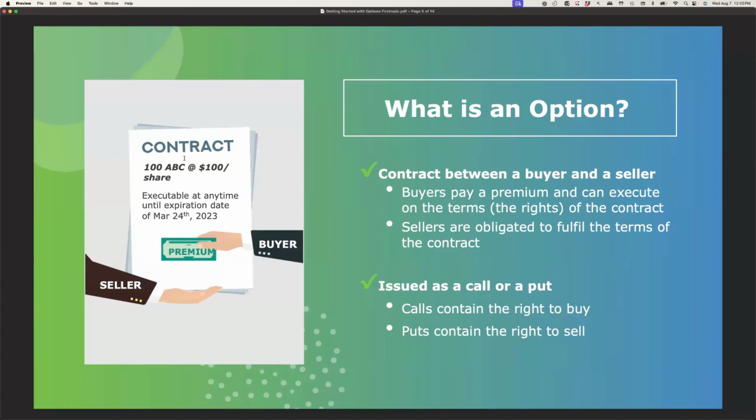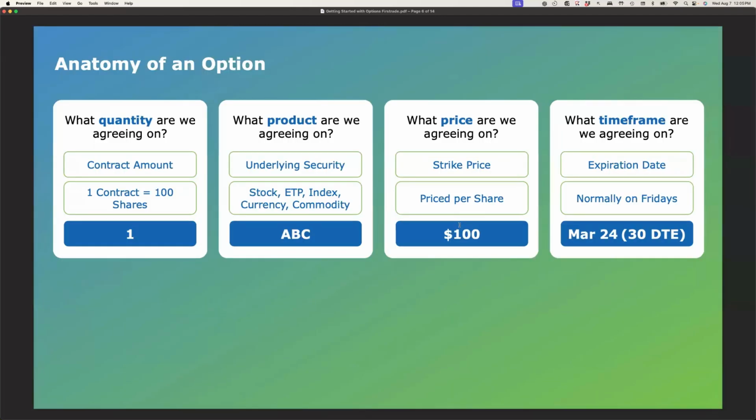Okay, so you're going to see an option contract many times will look something like this, but we're going to break that down here in one second to help you better understand what the terms of those contracts actually mean. So when you look at an option, there are four things that you're effectively agreeing to within the terms of the contract. Number one, you're agreeing to the quantity, the contract amount.